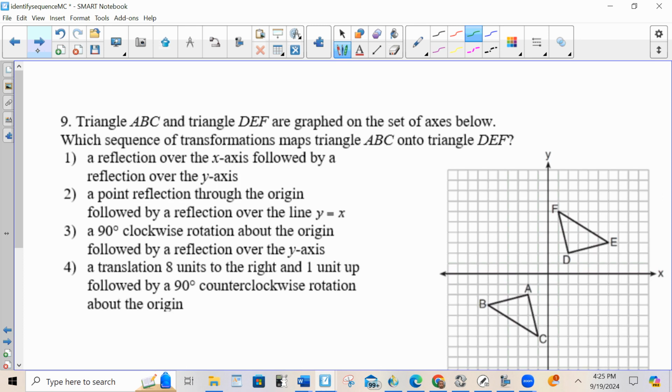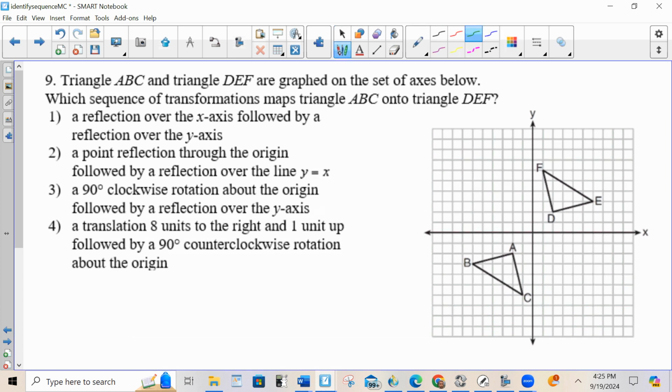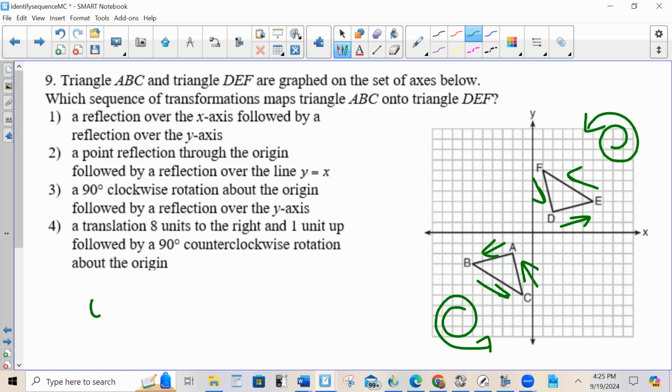So let's go to one now where you're not going to be able to eliminate all of them. Let's take a look at number 9. A, B, C, D, E, F. We check for orientation. ABC is going counterclockwise. DEF is going counterclockwise. The orientation is the same.